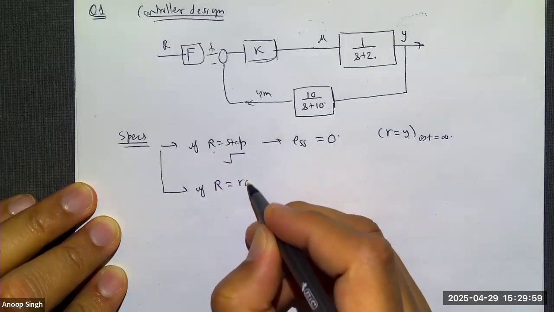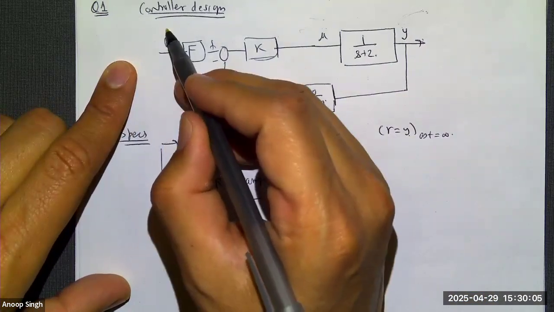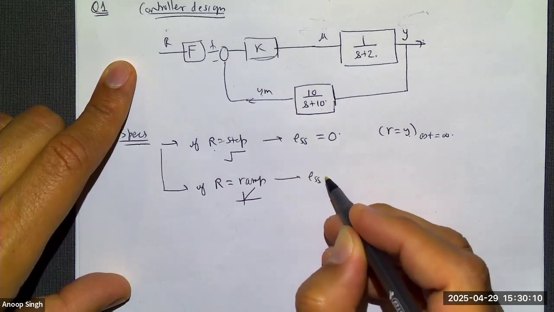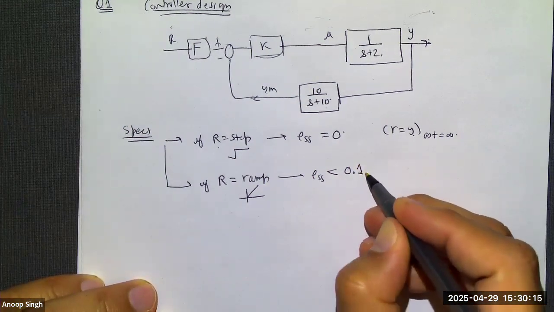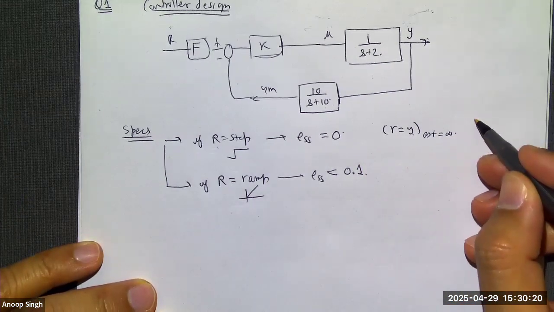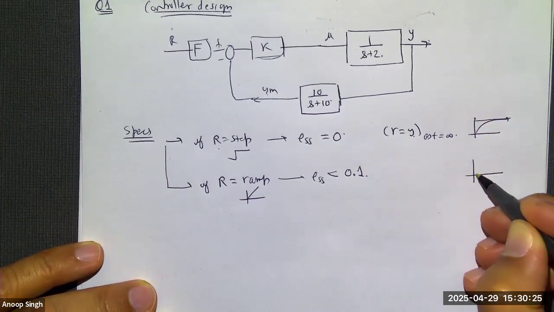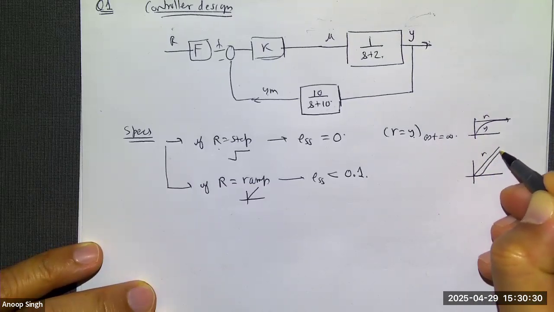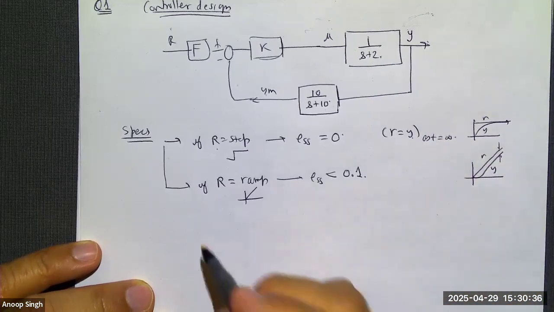If the reference command is a ramp, which means you want the output to linearly increase, then I request the steady state error be less than, we'll make some number up, 0.1. I may adjust this towards the end, but the idea is this. If the reference command is constant, the Y should follow that constant. If the reference command is linear, the output Y should try to approach it, but it's allowed to have some offset from it. That's the meaning of this.